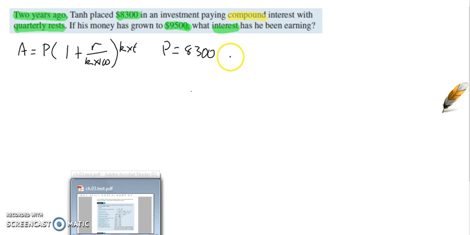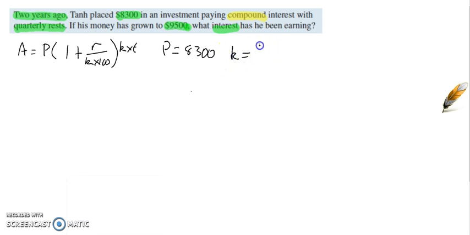It had quarterly rests, so we know that K is going to be 1 over 4, because quarterly means 4 times a year, so 1 over 4. It's grown to 9,500. What's the only way it could grow? It got interest. So therefore, amount equals principal plus interest, so the 9,500 is our amount. And T, well, it was 2 years ago till now, so T will be 2. And obviously, the thing which is standing out as not being here is our interest rate.